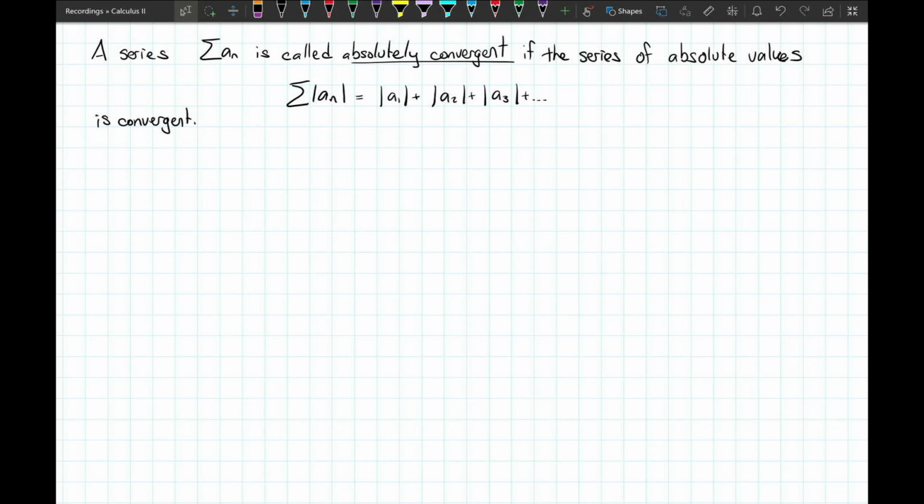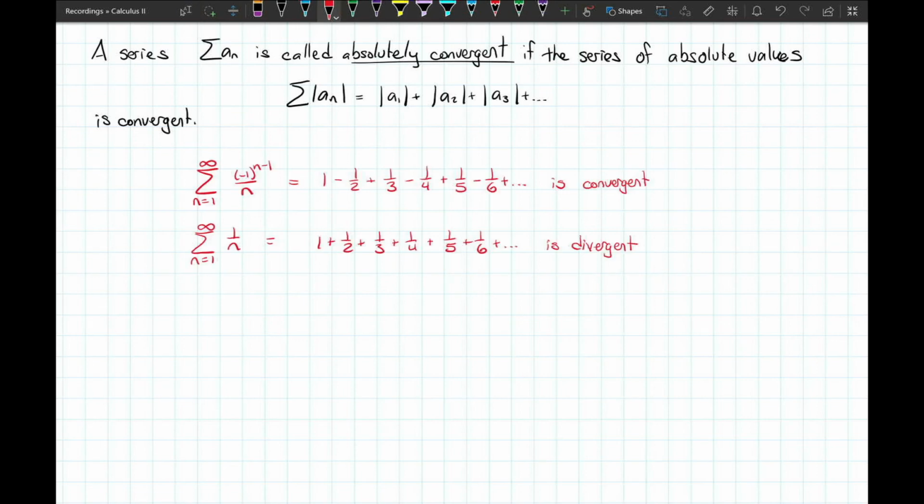For any given series, if we label those terms an, we say that it is absolutely convergent if the series of absolute values is convergent. So that would be taking the absolute value of a1 plus the absolute value of a2 plus the absolute value of a3 and so on. Now, we've already seen a series that is alternating and convergent, but its absolute values are not convergent. That would be the alternating harmonic series.